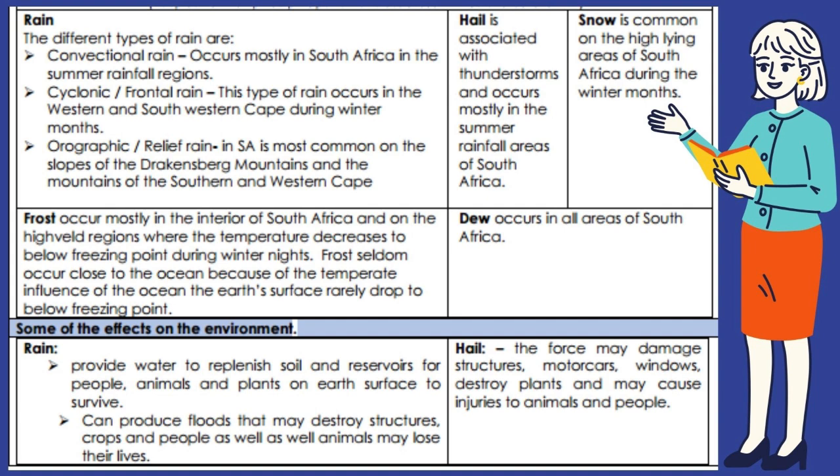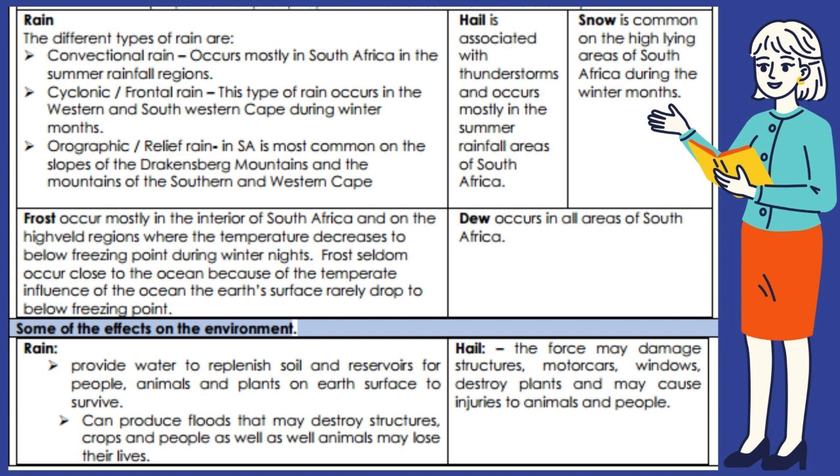Frost occurs mostly in the interior of South Africa and on the Highveld regions, where the temperature decreases to below freezing point during winter nights. Frost seldom occurs close to the ocean because of the temperate influence of the ocean. The Earth's surface rarely drops to below freezing point. Dew occurs in all areas of South Africa.